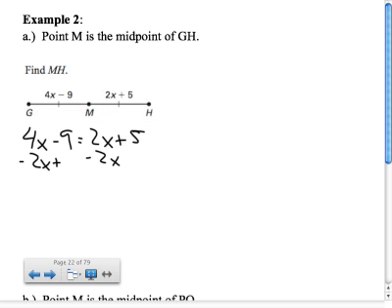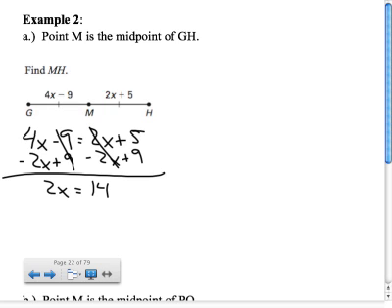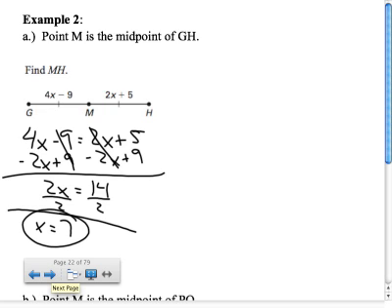Use your algebra. I'm going to do a couple steps here in one. Those 9's cancel, the 2x's cancel, so you're left with 2x equals 14. Divide by 2, x equals 7. Okay? Now, I circle that, but that's not my final answer. The task was find MH.